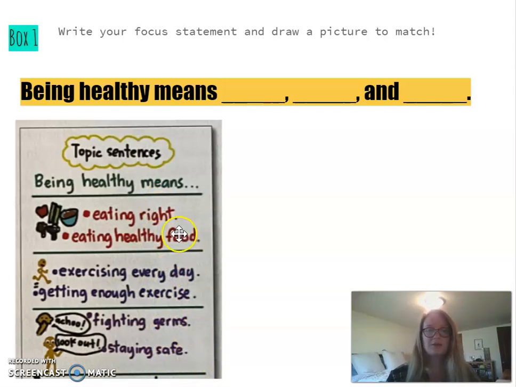I'm going to go in the same order as the chart just because that feels easier to me, but you don't have to. For example, I could say, being healthy means eating right, fighting germs, and getting enough exercise. I chose a red, blue, and purple action, and I put them in the blanks here using the commas and the conjunction and to separate them. What could your focus statement be? Say it out loud.